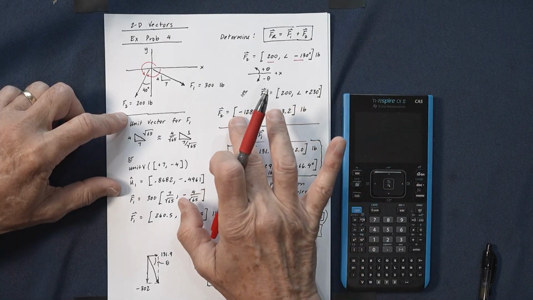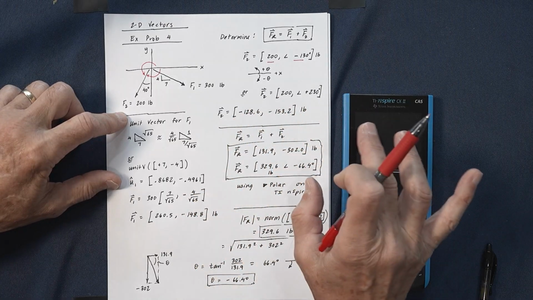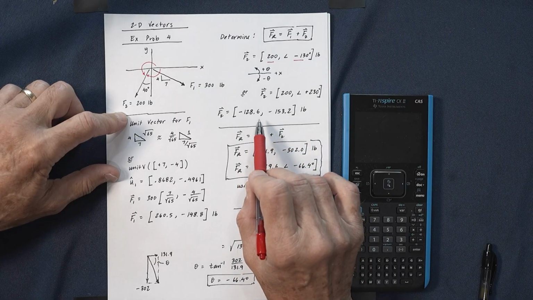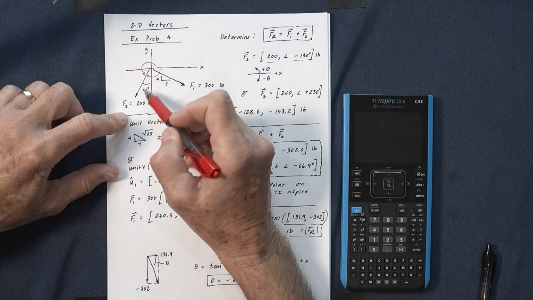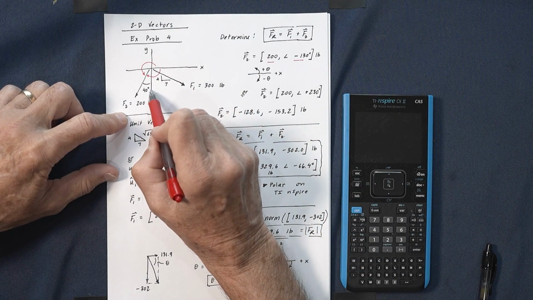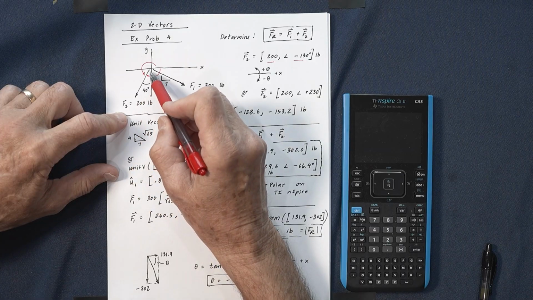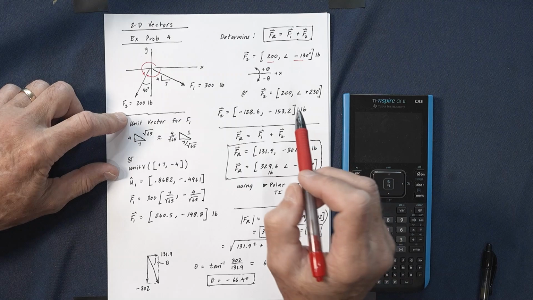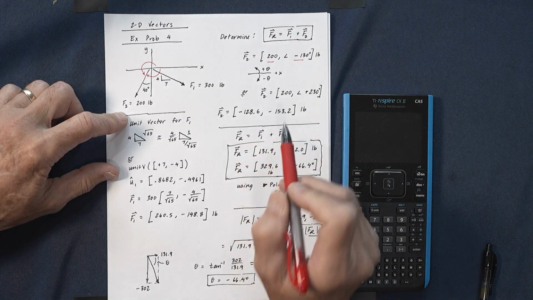And once you enter that, it'll display in your calculator in this way. If you're using a vanilla scientific calculator, then the x component is 200 sine 40, which is negative, and the y component is 200 cosine 40, which is also negative. So negative, negative.